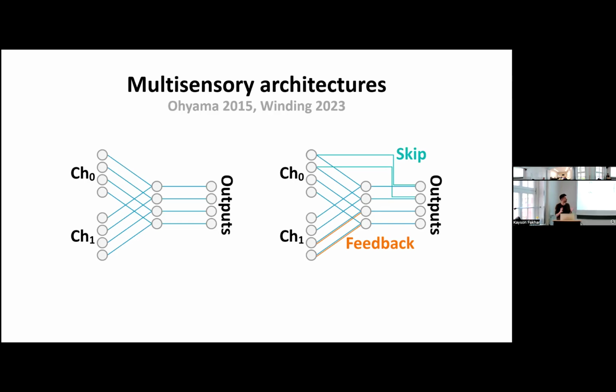But somewhat unsurprisingly, what connectomic studies in different species have revealed is that real biological circuits look nothing like this. They're actually full of all these complicated connection types, like skip connections, which bypass certain layers in the circuit.